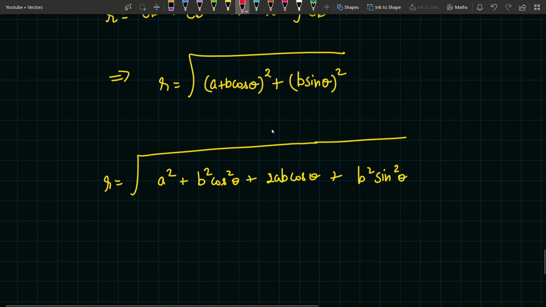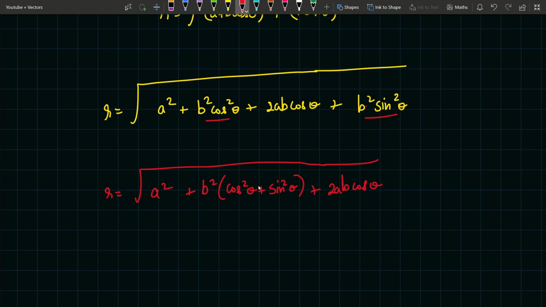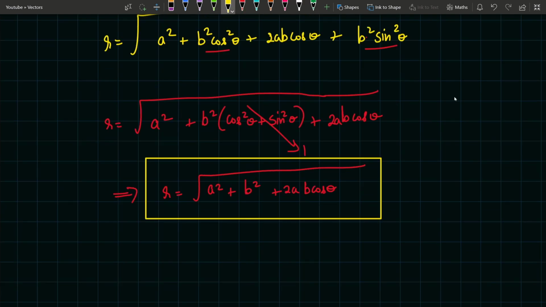Now take a look at these two parts of the equation. If I take B square out of these two terms, will I get cos square theta plus sin square theta? So R equals root of A square plus B square times cos square theta plus sin square theta, plus 2AB cos theta, where 2AB remains unchanged. What is cos square theta plus sin square theta? It is equal to 1. So R is nothing but root of A square plus B square plus 2AB cos theta. So we have found the equation to find the magnitude of the resultant vector.